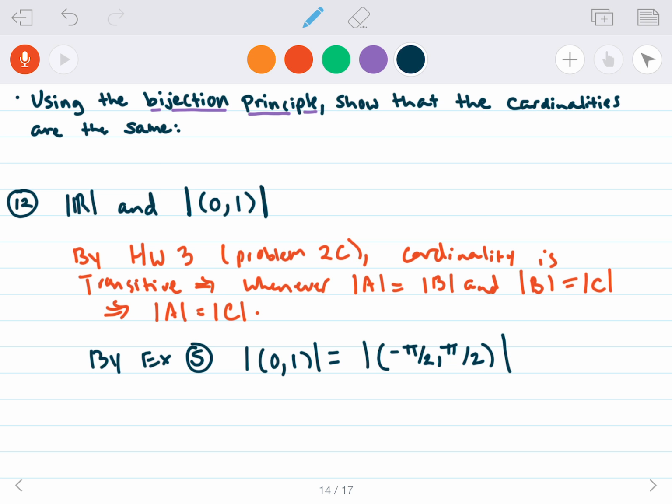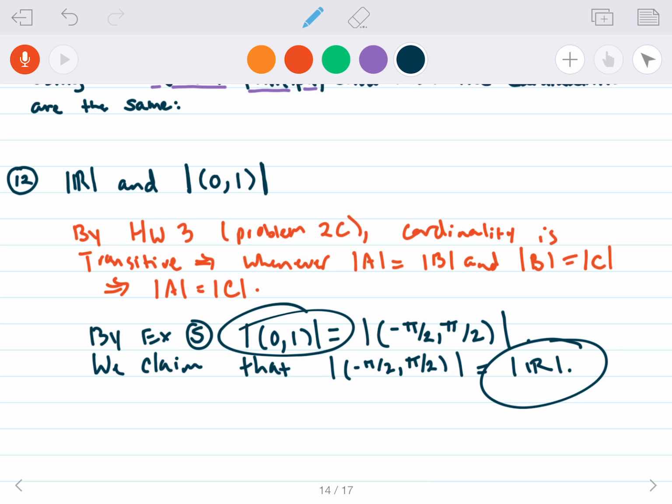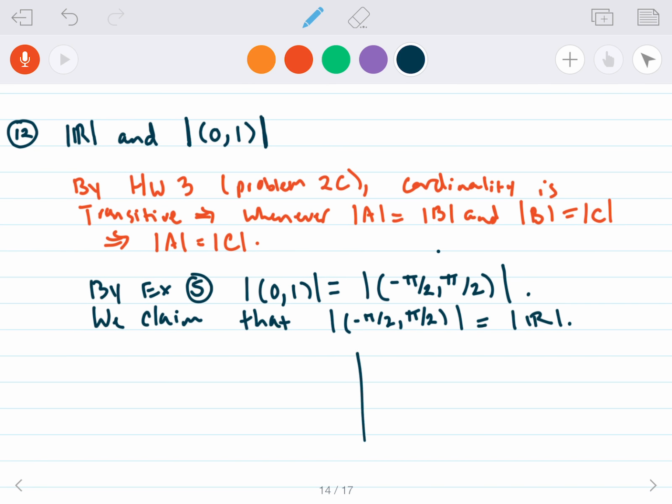And we claim that negative pi over 2 to pi over 2 is equal in cardinality to the reals. And then once we have that, we'll be able to say by transitivity that the cardinality of the reals is the same as the cardinality of 0, 1. Okay, so this one is not too bad.